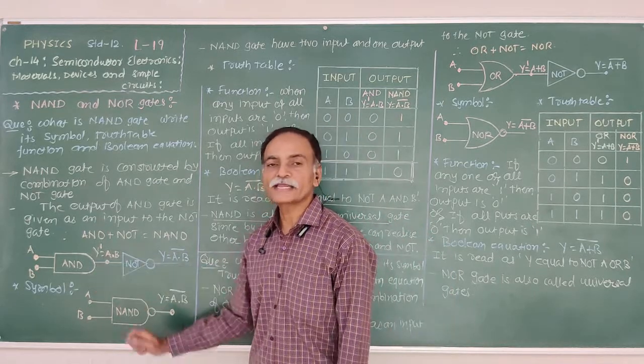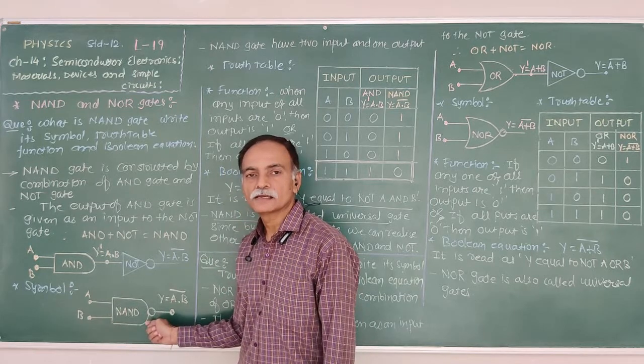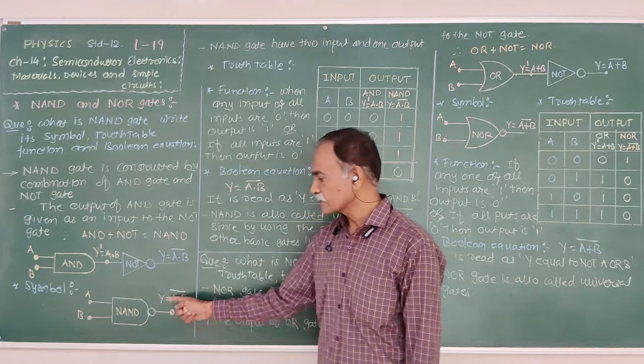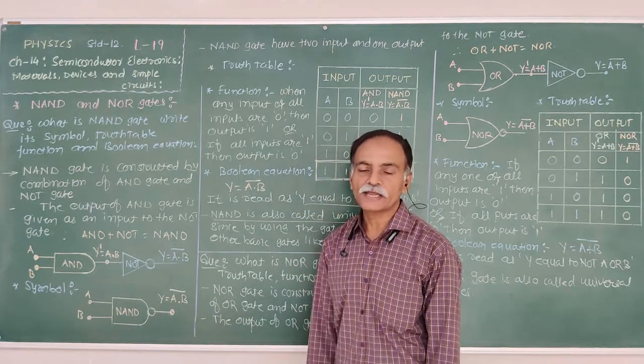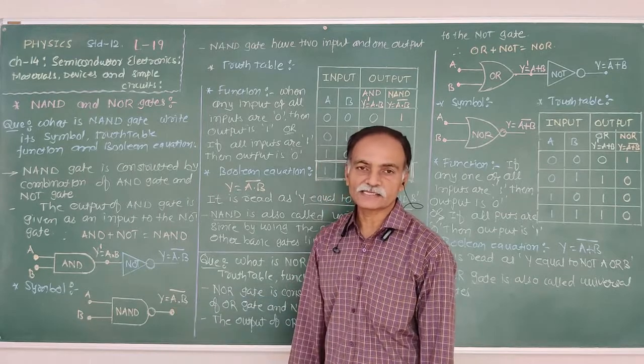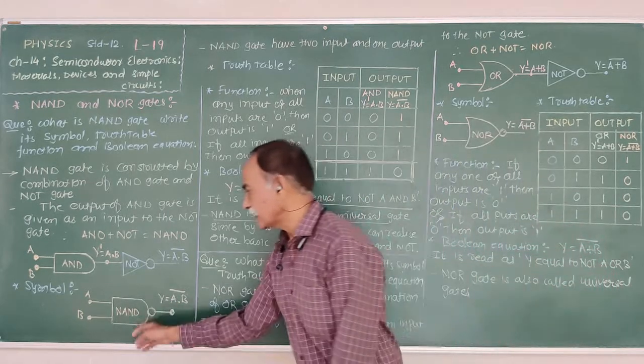The symbol of the NAND gate is the same as the AND gate, but with a bubble. In the symbol, it is necessary to mention that a and b are the inputs, and the output y is equal to (a dot b) bar. Not only y, we also have to mention the Boolean equation. Now it has 2 inputs and 1 output.